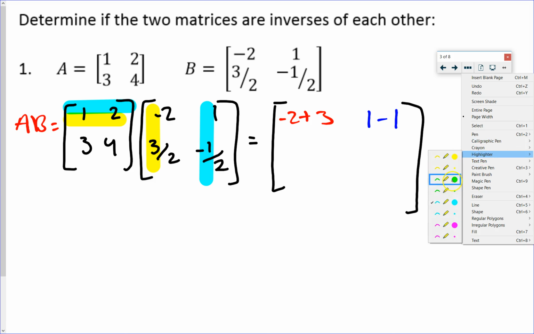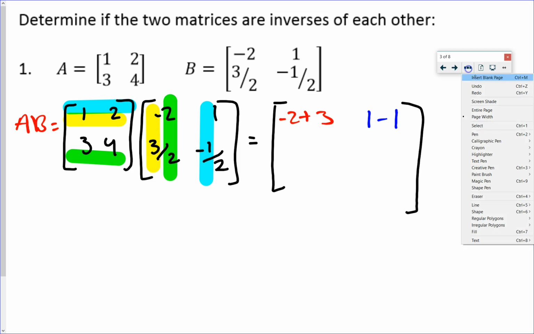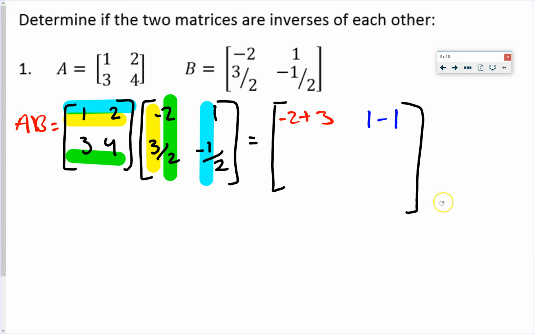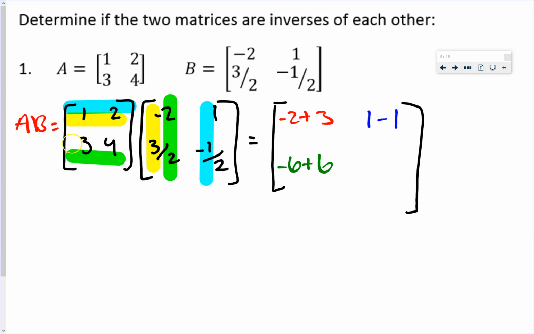All right, now we're going to go across our bottom. So 3, 4 times my first column of -2 and 3 halves. So what is 3 times -2? What is 4 times 3/2? Positive 6, yeah. 4 times 3 is 12. Divided by 2 is 6. Good. All right, last one. We do second row, second column. So 3 times 1 is 3. 4 times negative 1/2 is negative 2.